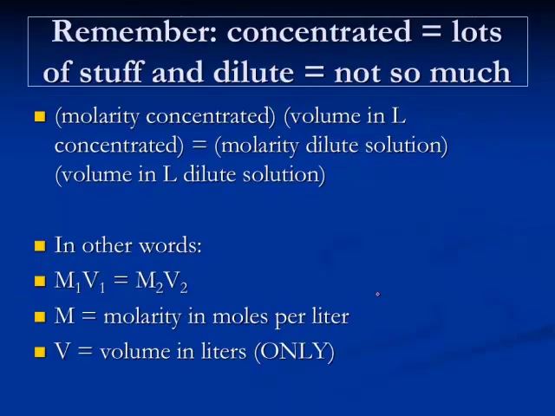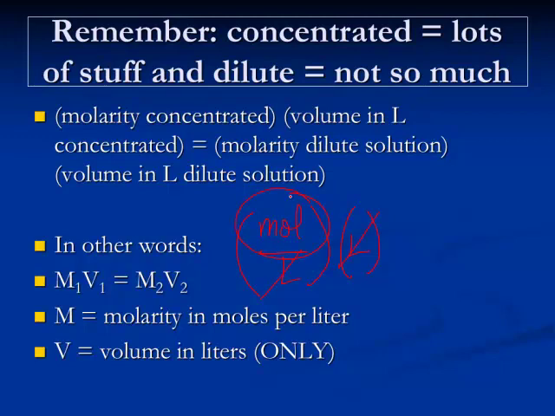Okay, so remember, concentrated means lots of stuff. Dilute means not so much. So there is a formula for dilutions. It's molarity 1 times volume 1 is equal to molarity 2 times volume 2. What that means is, if you think about the unit of molarity, molarity is moles per liter. Now, if you take moles per liter and multiply it by volume, the volume cancels and you're left with moles.